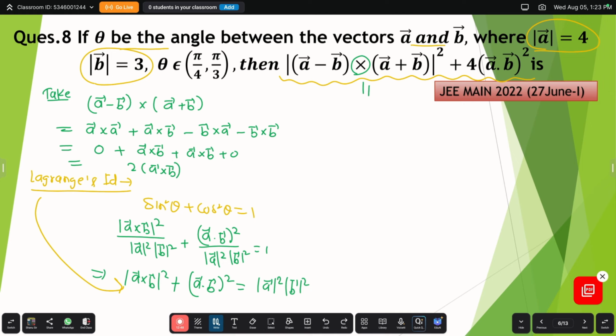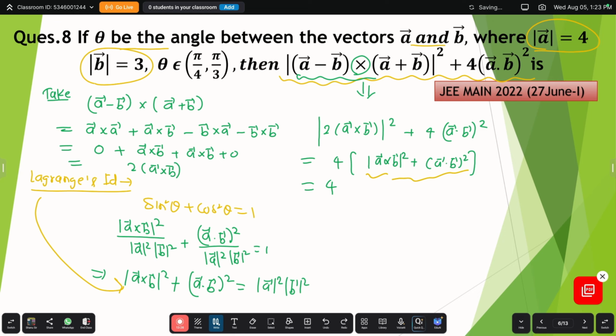So whatever this value is, it is twice of A cross B. So twice of A cross B mod whole square plus 4 A dot B whole square. Can I take 2 out from the mod? Whole square is there, so 2 to the 4, and 4 completely outside. Then what will I get? Mod A cross B whole square plus A dot B whole square.